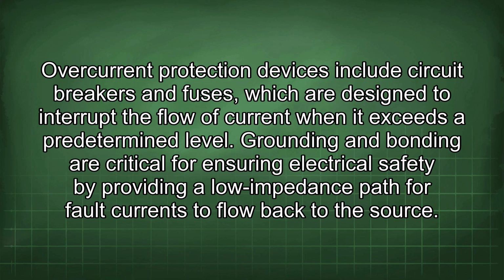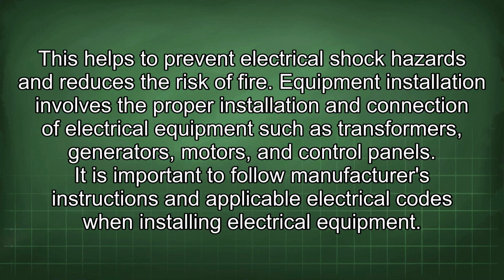Grounding and bonding are critical for ensuring electrical safety by providing a low impedance path for fault currents to flow back to the source. This helps to prevent electrical shock hazards and reduces the risk of fire. Equipment installation involves the proper installation and connection of electrical equipment such as transformers, generators, motors, and control panels. It is important to follow manufacturer's instructions and applicable electrical codes when installing electrical equipment.